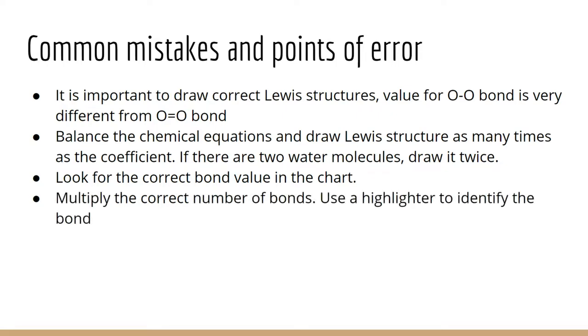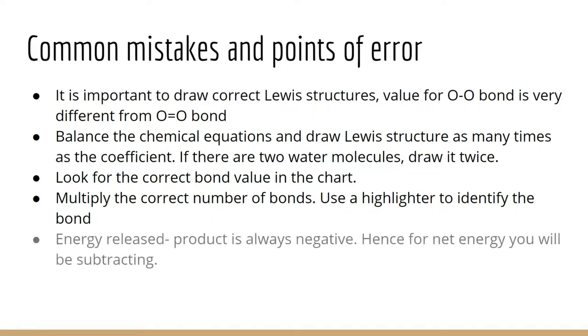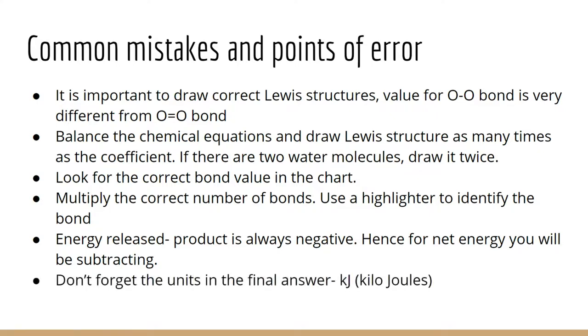Multiply the number of bonds correctly. Use a highlighter. That really helps me. Energy release will always be negative. So your product side will always be negative. So hence, the net energy will always be subtracting. Don't forget units in your final answer. kJ, kilojoules.